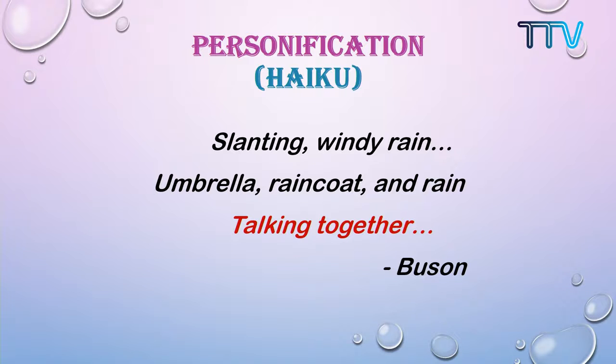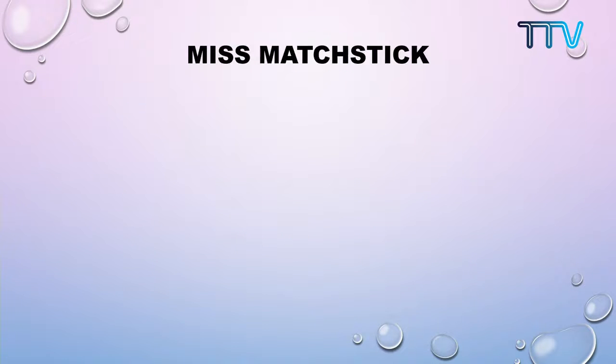So as if the windy rain, the umbrella, raincoat and rain are kind of like human beings. And what else do we see here? Talking together, not just this shows that this is a personification, we can see alliteration here as well. Talking together, t, t. This sound is repeated, isn't it? So you can see alliteration also here, though this is a good example of personification. Clear? Okay, let's have another one.